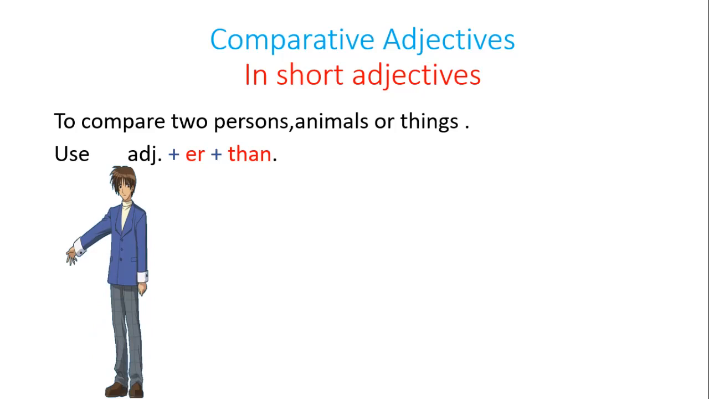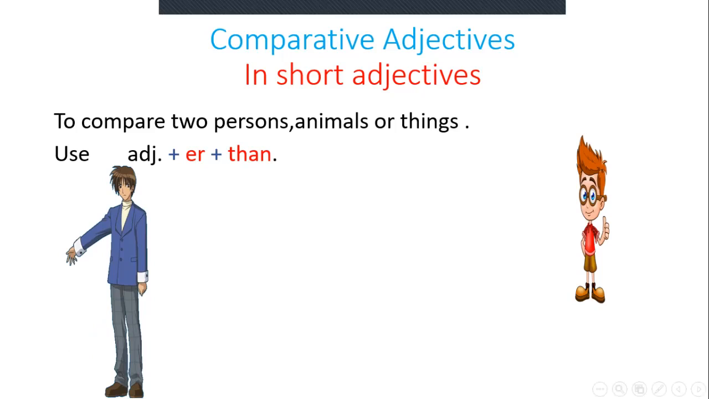Look at this picture. This is Ahmed and this boy is Ali. Ahmed is taller than Ali. Here we compare between two persons, so we use adjective plus er plus than. Take care, my students. The adjective tall here is a short adjective, so we add er plus than. Ahmed is taller than Ali.